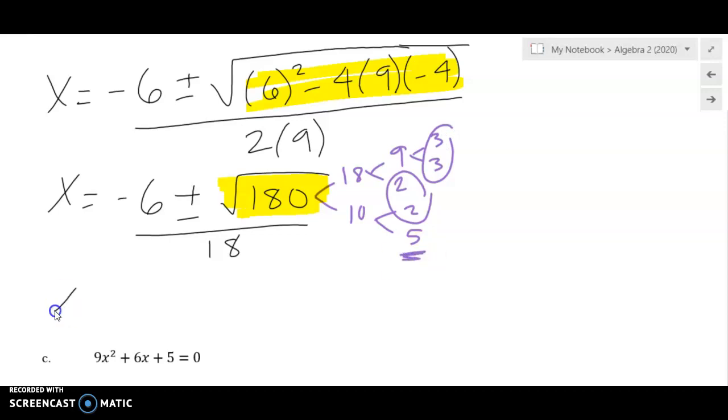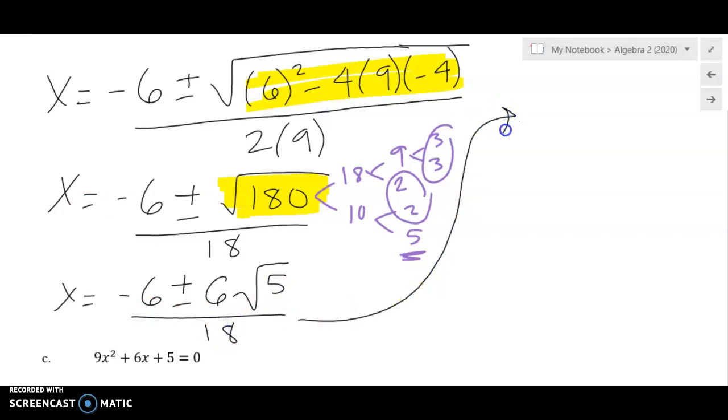So let's write this out. So I have x equals negative 6 plus or minus. Remember, your pairs, your matches come on the outside. So 2 goes to the outside and 3 goes to the outside. You would multiply those. So 2 times 3 is 6, and then the 5 stays underneath the root, and this is all divided by 18. I'm going to move this over here. So right now, that's what I have. I broke down my root.